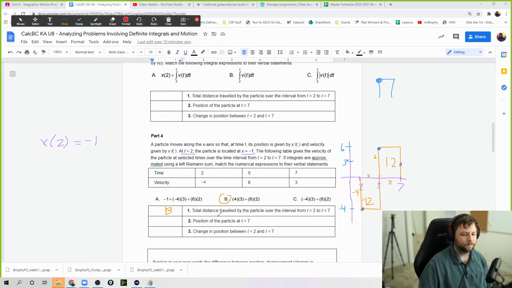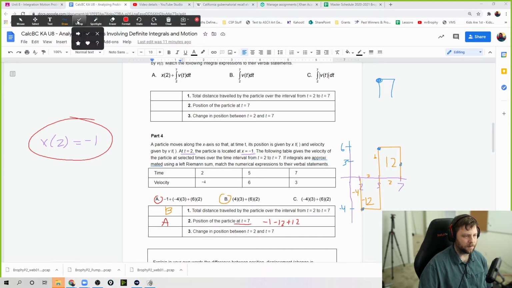All right. Now your position of the particle at 7 is going to be based off this initial position. So I would say -1, which we wrote down right here. And then plus -12, so it'll be minus this 12. And then plus this other 12. Boom and boom. That's going to match up with what A says right here.